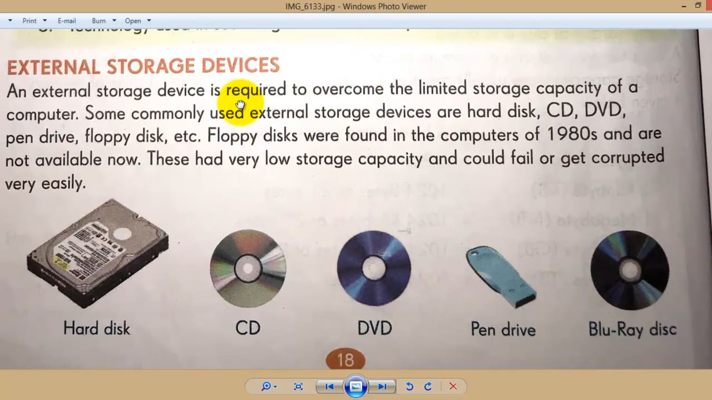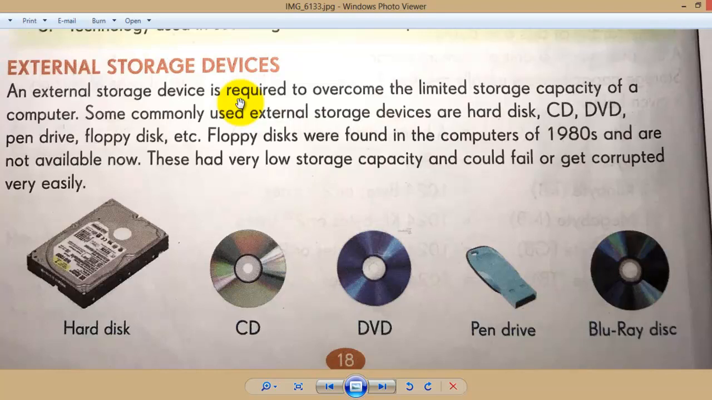Now let's go to this topic. External storage device. What are those external storage devices? We have learned that a storage device is the one in which we store all the information that is in our computer. So what is the meaning of this external? By the word external, we can assume that it is outside the computer.